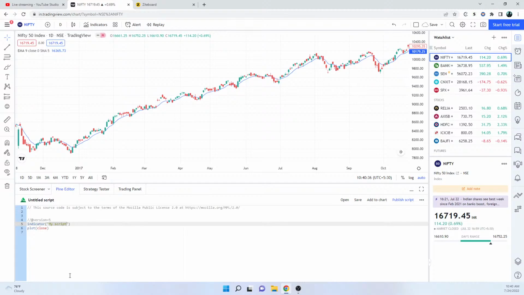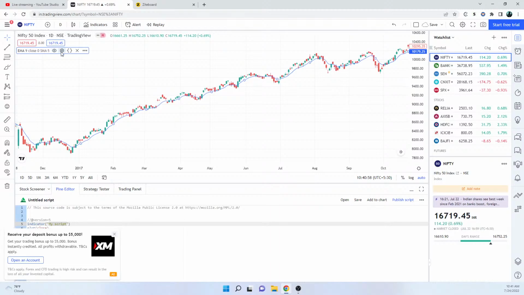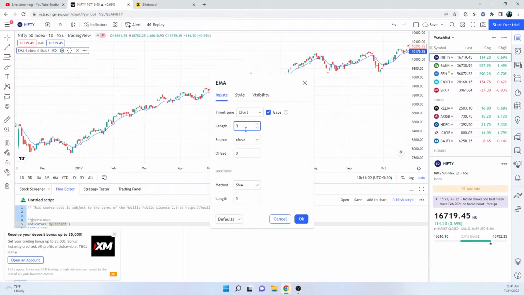Our hypothesis only says EMA, exponential moving average, but not what parameter of the moving average we are taking. So this is a kind of variable. If you know a bit about programming, you must know that a variable is any kind of object that can change its value. Here in this EMA, in place of 9, I can increase its value.